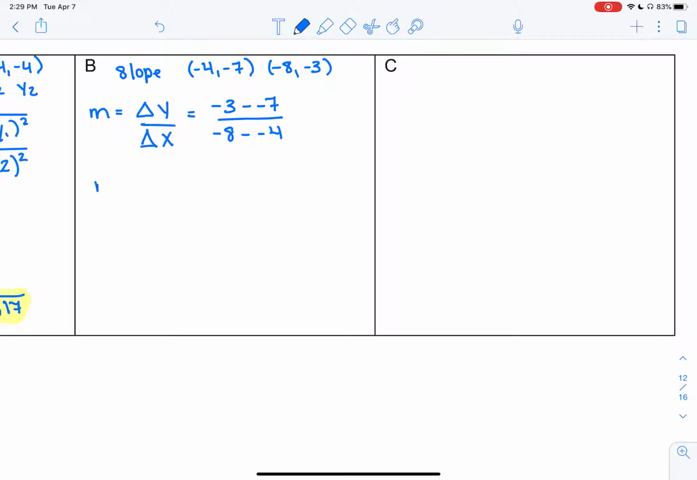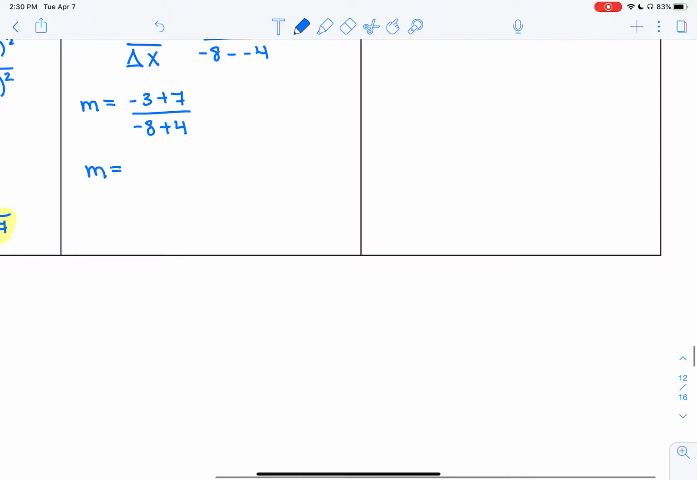Lots of stuff to simplify. It looks like we have some sword fights. Really, we could just call that -3 plus 7 over -8 plus 4. And then simplifying it again, we would get 4 over a -4. That's going to reduce down to a -1. Okay, so that's it for question B.